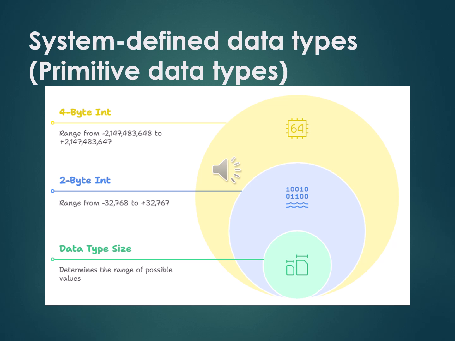If the int type takes 4 bytes, or 32 bits, it can store values ranging from -2,147,483,648 to +2,147,483,647. This is written as -2 to the power 31 to 2 to the power 31 minus 1. The same concept applies to other primitive data types as well.